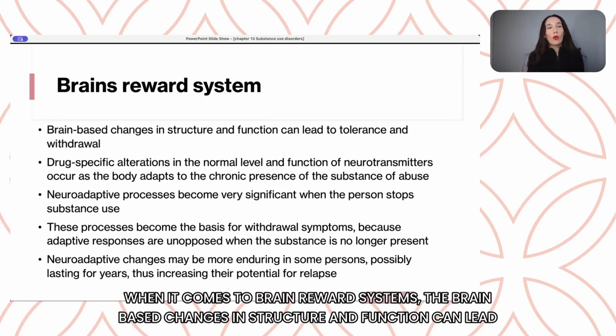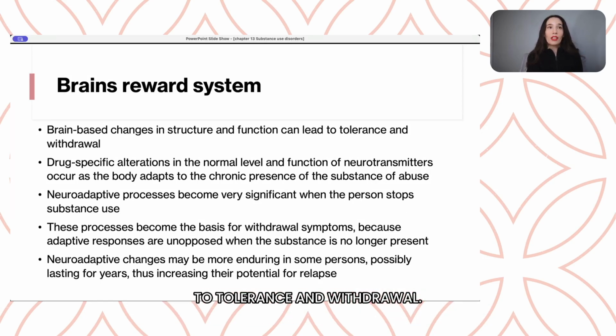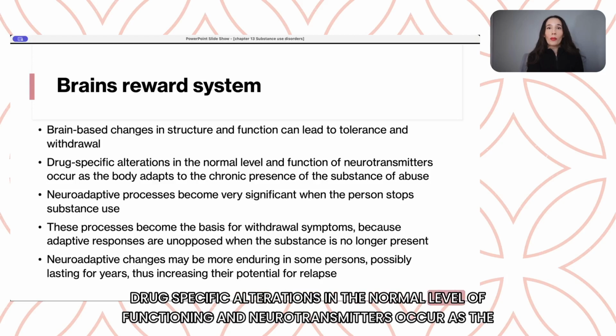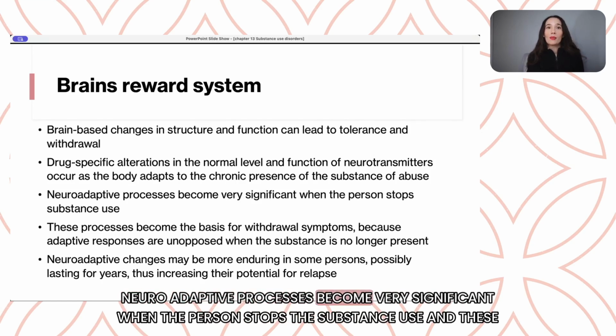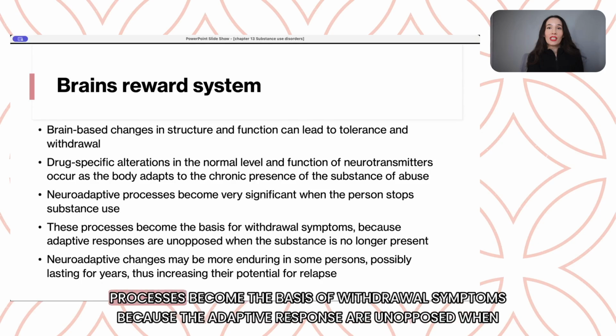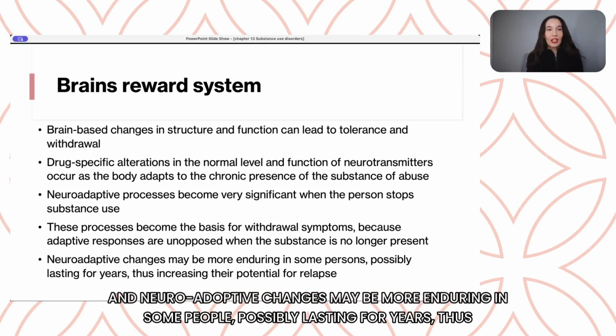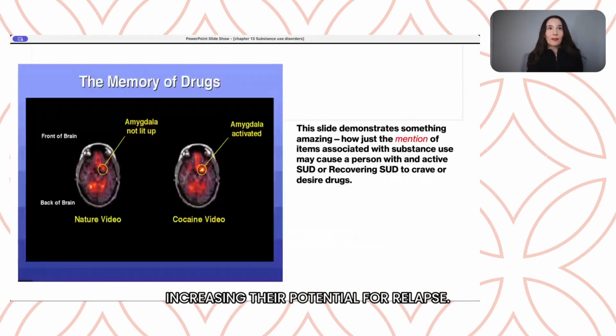When it comes to brain reward systems, the brain-based changes in structure and function can lead to tolerance and withdrawal. Drug-specific alterations in the normal level of functioning and neurotransmitters occur as the body adapts to the chronic presence of the substance. Neuroadaptive processes become very significant when the person stops the substance use, and these processes become the basis of withdrawal symptoms because the adaptive responses are unopposed when the substance is no longer present. And neuroadaptive changes may be more enduring in some people, possibly lasting for years, thus increasing their potential for relapse.